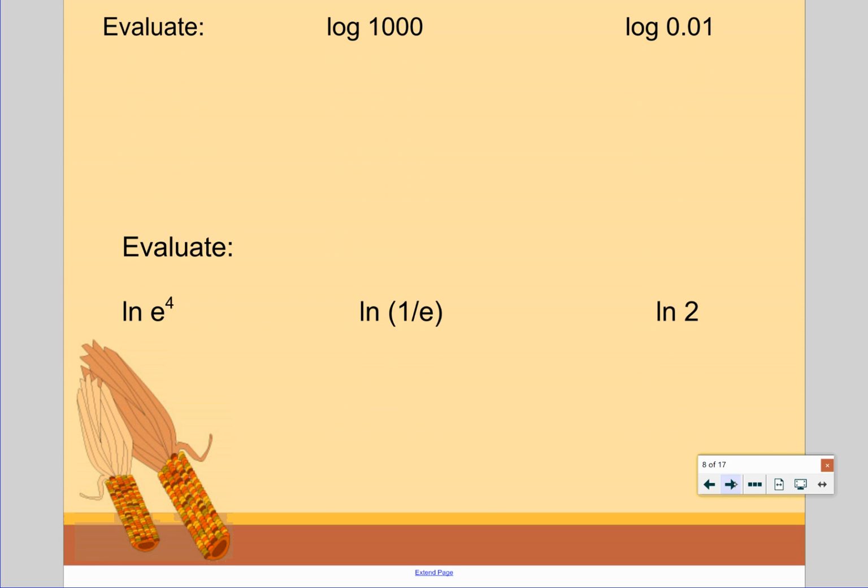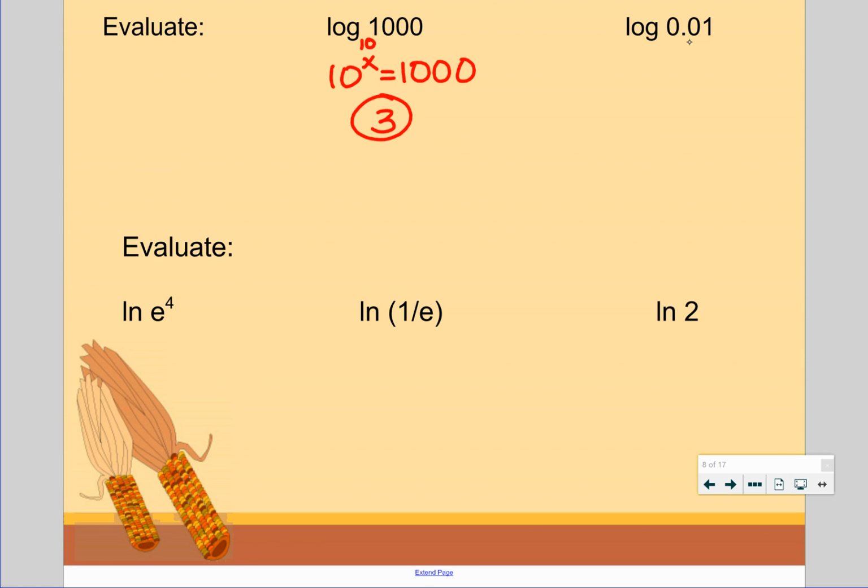If I see log of 1,000, okay, no base, but I can put a base there, 10. And then if I want to evaluate this, I want to remember this means 10 to what power gives me 1,000. When we're evaluating a log, we're finding the exponent. And again, this is meant to be something you can do in your head. 10 to what power is going to give me 1,000? 3. When you have these bigger ones, you can just count the zeros. 3 zeros, third power. So if I had a million, that's 6 zeros, so it's 10 to the 6th.